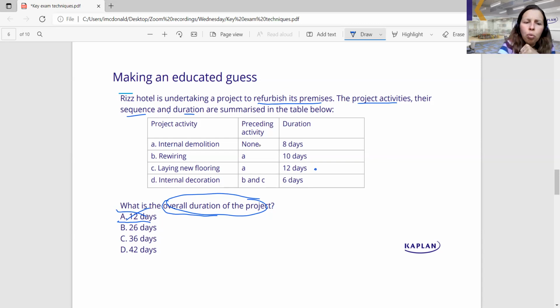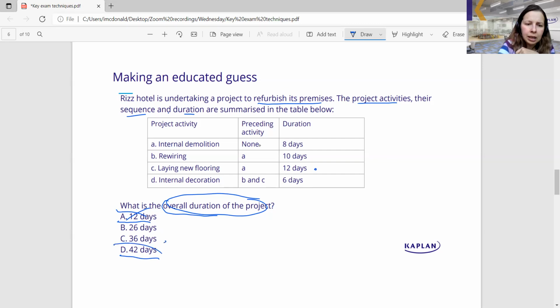Let's now look at option D, 42 days. If I total together all of the activities, 8 plus 10 plus 12 plus 6, I get only 36. So this is way in excess of the sum of the durations. That cannot be. The project cannot be longer than the duration of all of its activities.